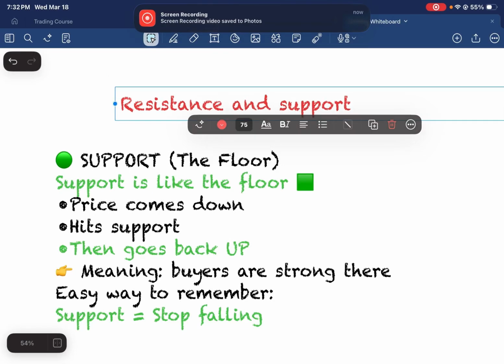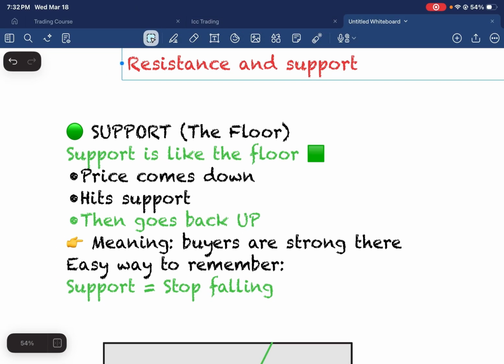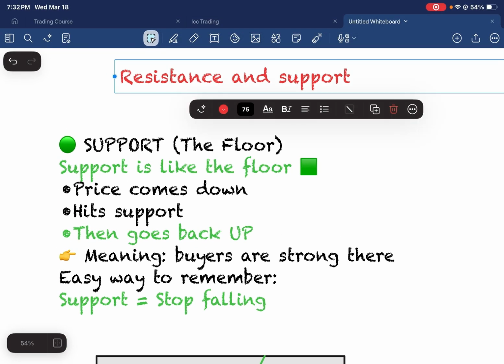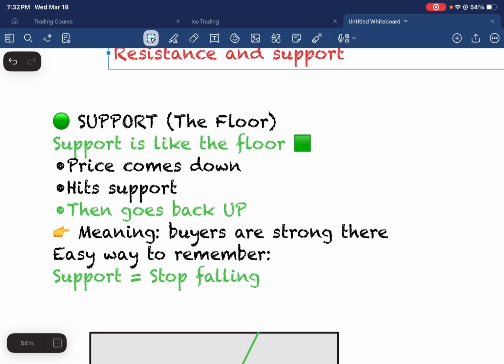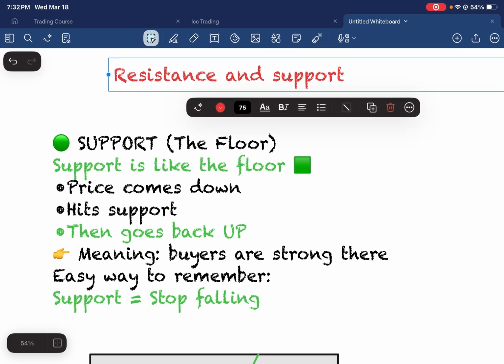Hello, hello, hello. So, in today's topic, we are going to speak a little bit about resistance and support, and I'm going to walk you guys through the steps of how to identify it. This is very, very important to this lesson. All right, so pay attention.